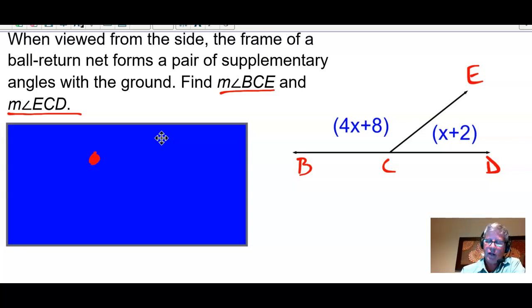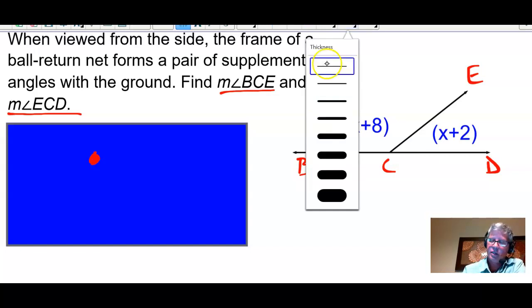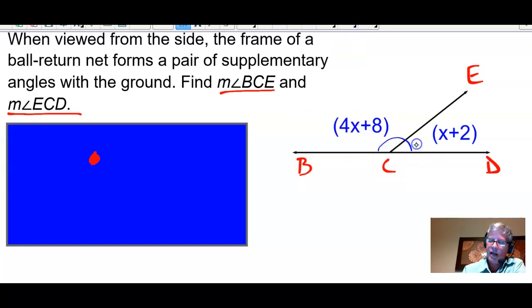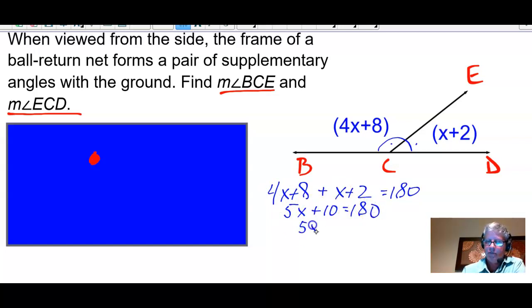First of all, we know that they're supplementary, because of a lot of common sense. Don't forget your common sense when you're doing this stuff. I'm going to make this a little smaller. That angle plus that angle has got to be 180. Why? Because it's half a circle. It's a straight line. Certainly 180. So 4x plus 8 plus x plus 2. If you add those two angles up, you will get 180. All right, combine like terms: 5x plus 10 equals 180. Subtract 10 from both sides. Divide by 5.